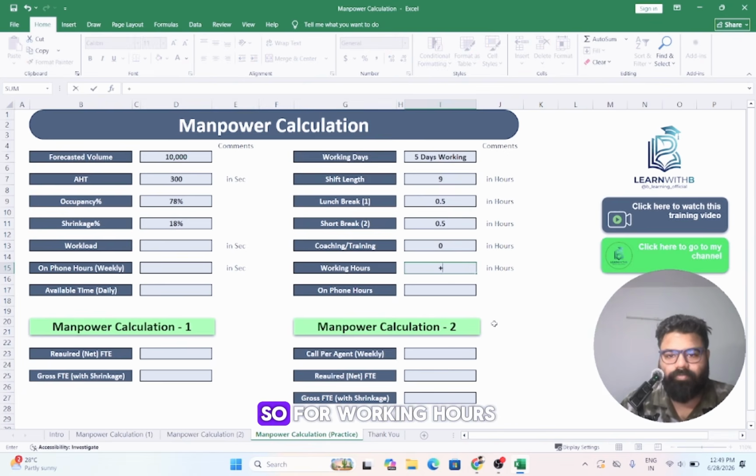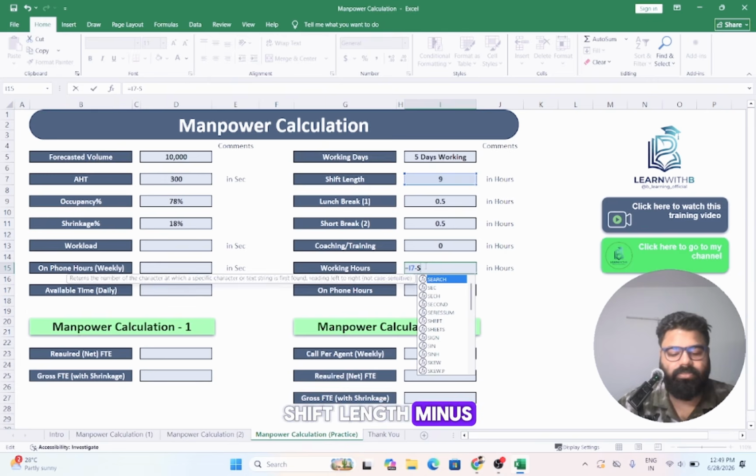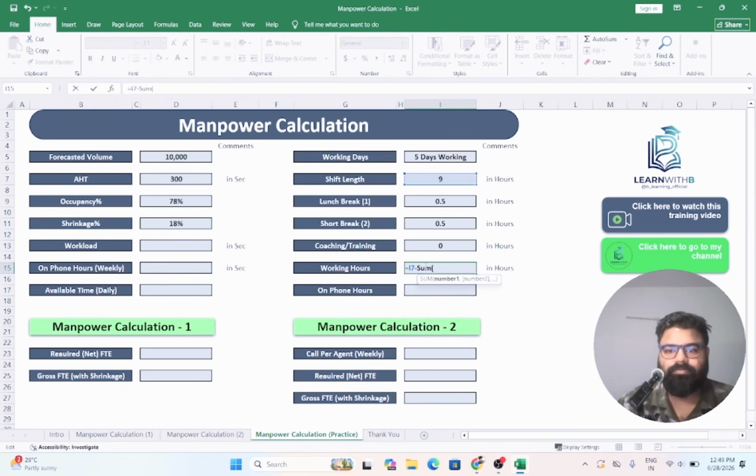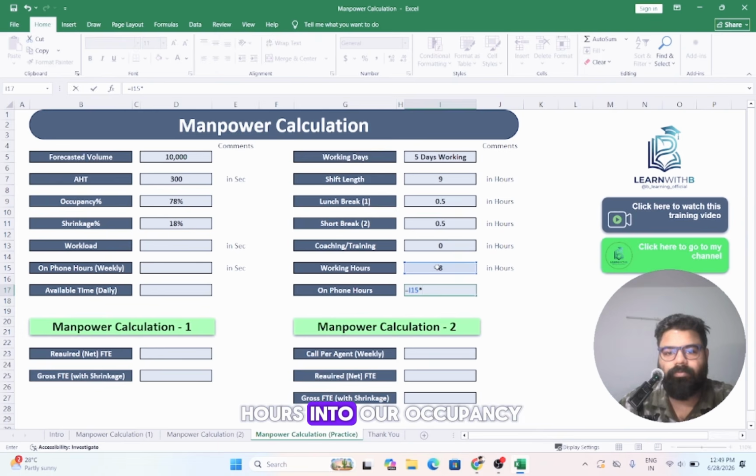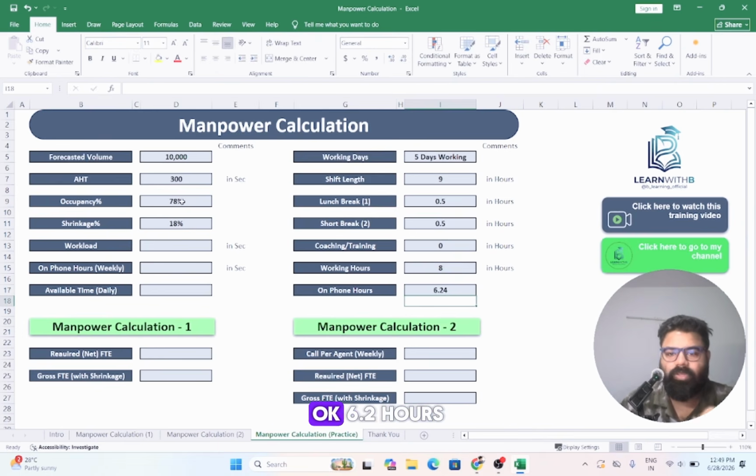So for working hours, what I'm going to do is shift length minus, I will remove this. 8 hours working hours. On phone hours, how to calculate: 8 hours into our occupancy. Okay, 6.2 hours, 6.24 hours.